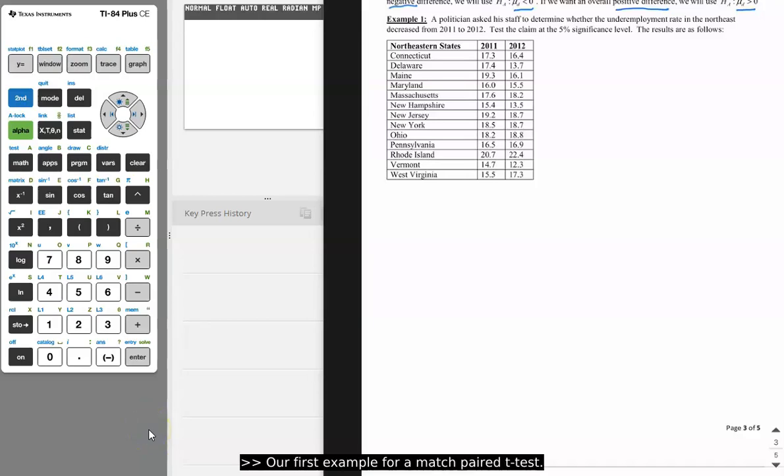All right, so our first example for a matched paired t-test: a politician asks his staff to determine whether the underemployment rate in the Northeast decreased from 2011 to 2012. Test the claim at the 5% significance level, and the results are as follows. So I have the northeastern states. It tells me what they are, and then a time point, the unemployment rates in 2011 and 2012. So they're wanting us to determine, did it decrease from 2011 to 2012?